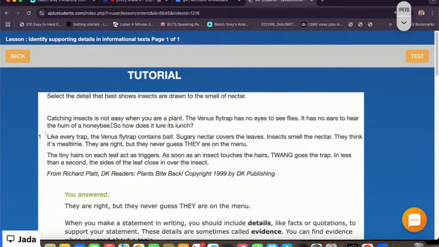Alright, so we have: catching insects is not easy when you are a plant. The Venus flytrap has no eyes to see flies. It has no ears to hear. So how does it lure its lunch? So how does it get its lunch? Alright, so like every trap, the Venus flytrap contains bait. Sugary nectar covers the leaves. So insects smell the nectar. They think it is mealtime. They are right, but they never guess they are on the menu. So they never guess that they are the meal. Alright?